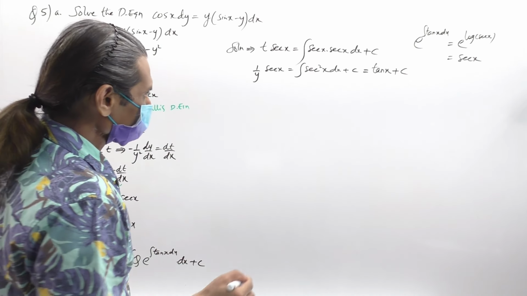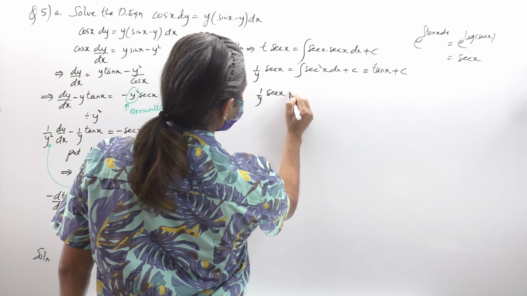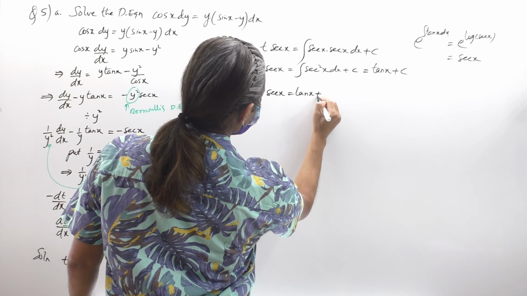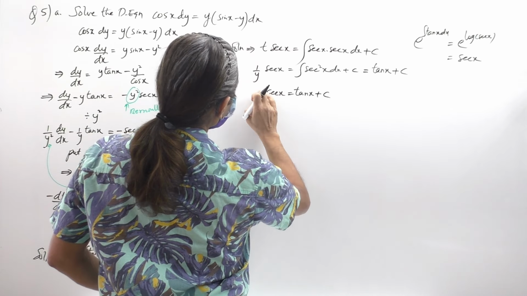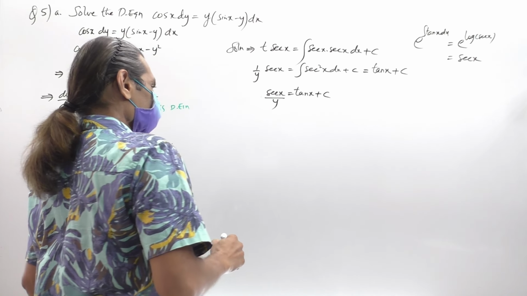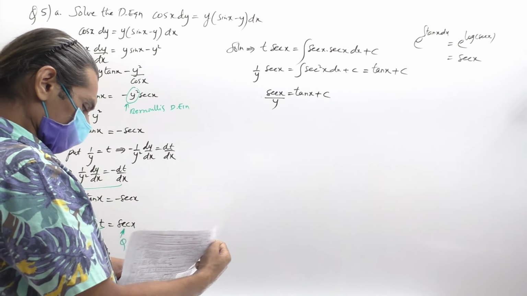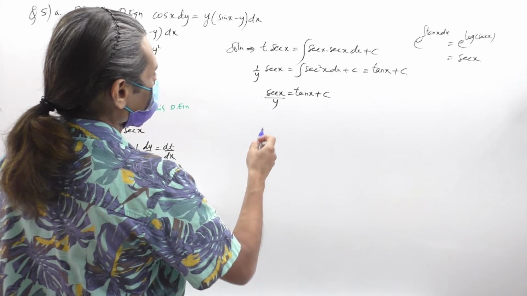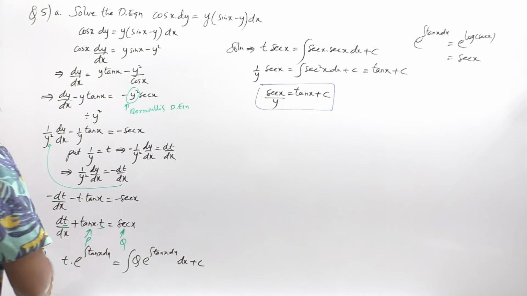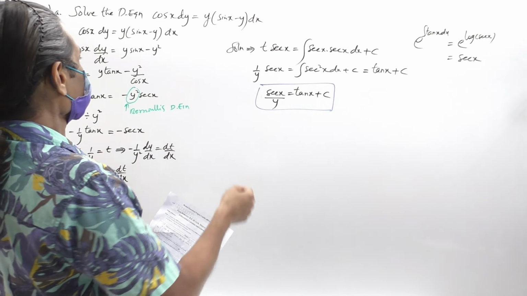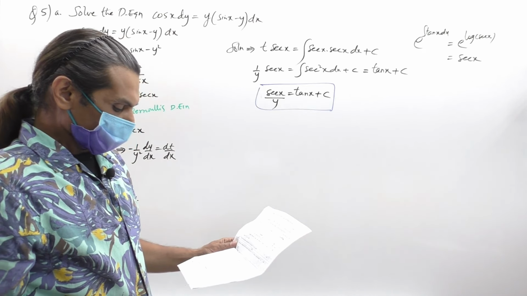Fine. So this is the solution: 1 by y secant x is equal to tan x plus c is the solution for this question. Or you can write secant x by y is equal to tan x plus c. That's the solution we have here. That's the question. So you can keep it as it is. So the solution for question number 5 is secant x by y is equal to tan x plus c. That's all.